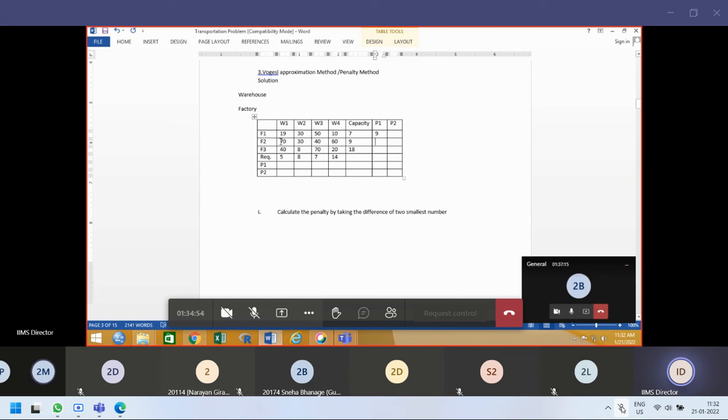Second row: 30. What is the second smallest? 40. The difference is how much? 10. Third row.